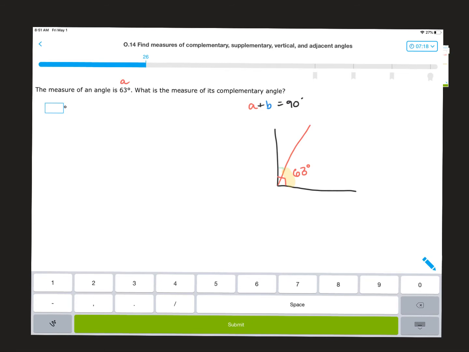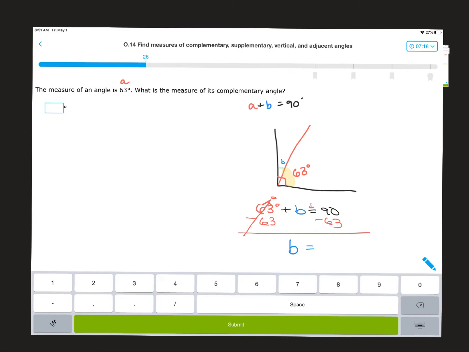So I'm going to set up the equation. So this is another way to do it, right? So we have 63 degrees plus my missing angle. There's my B. I want to know what that is. Should equal 90. Let's solve for B, which means isolate the variable. 63 minus 63 on both sides because of the subtraction property of equality. There's your inverse operation.